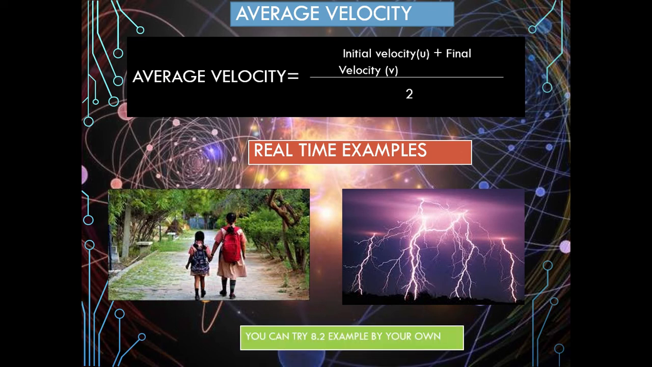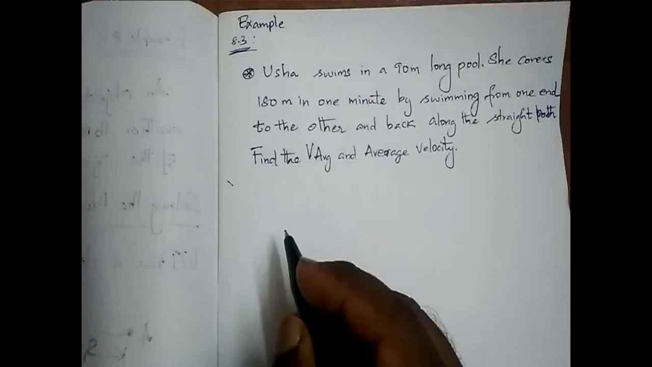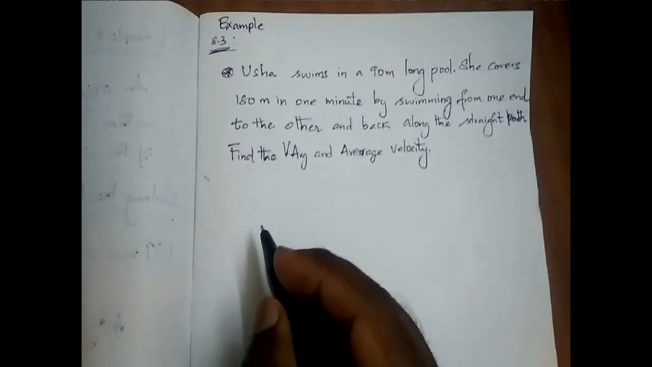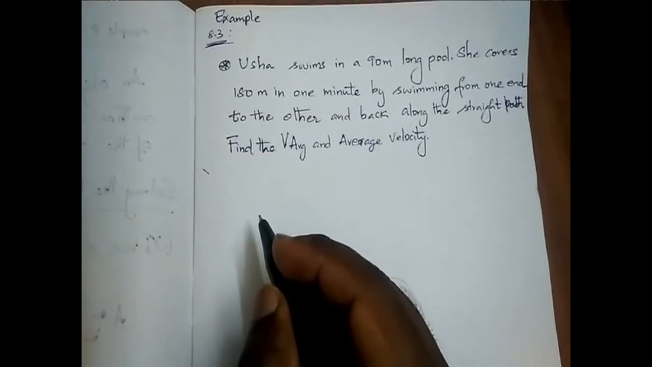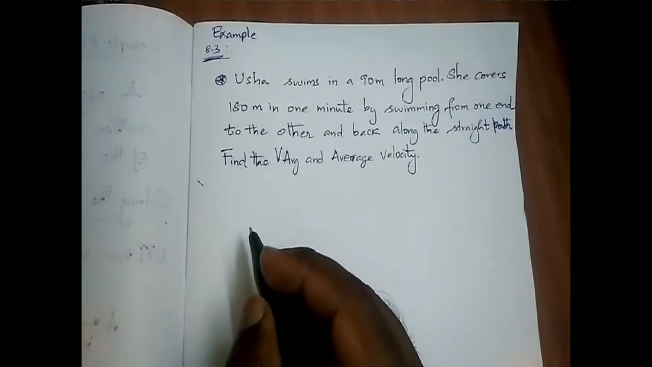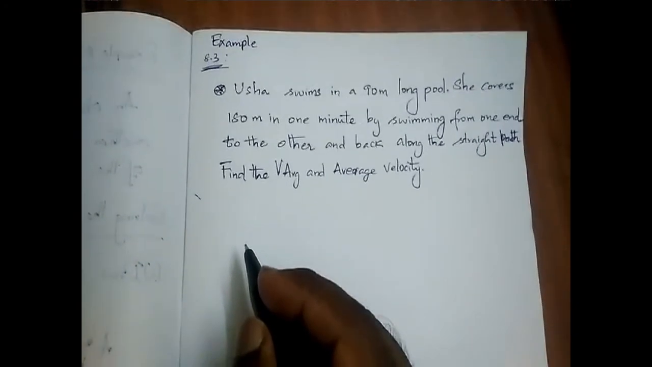You can try the example 8.2. That's very easy. You check what is there in that question. I want you to do it by yourself. Now I am coming to the next numerical problem, 8.3. As I've already said, read it, draw the diagram, apply the formula, and solve it.